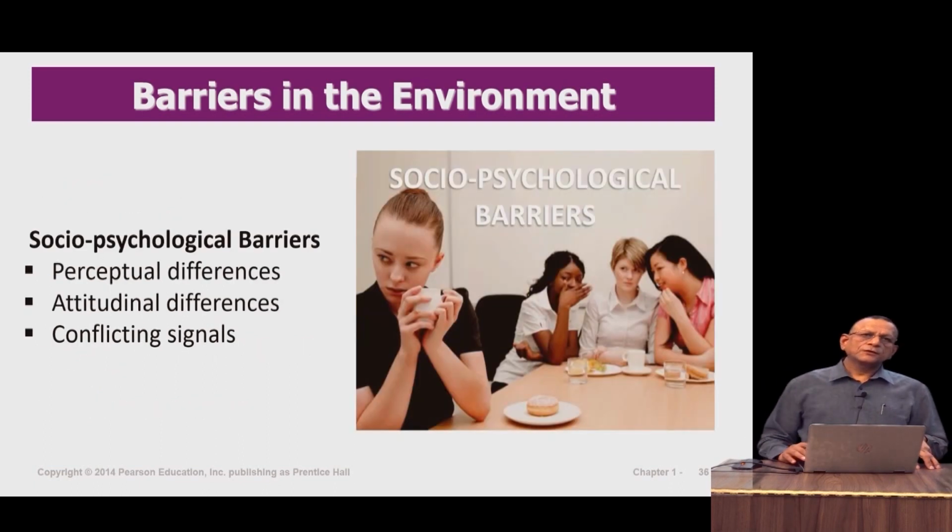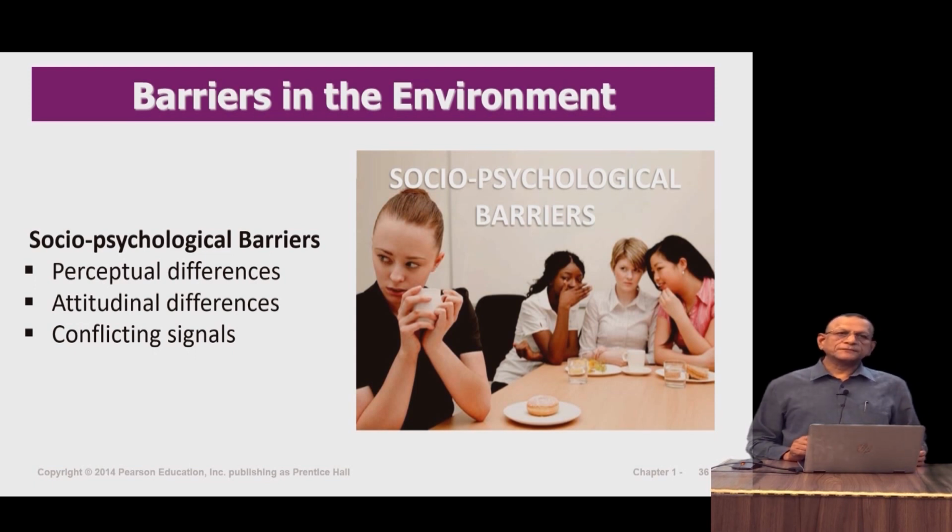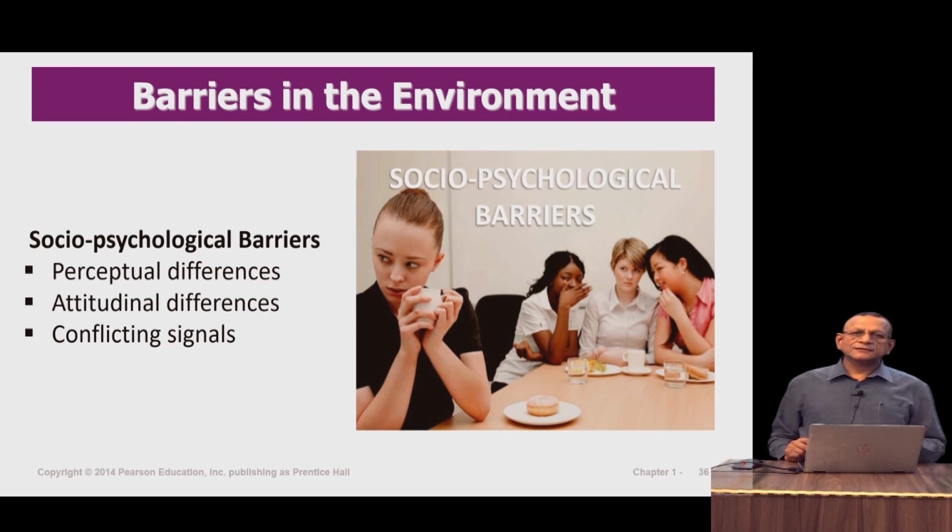The next section, we have socio-psychological barriers. Socio-psychological barriers are three. One is perceptual differences, another is attitudinal differences, and the third one is conflicting signals. Perceptual differences are differences caused by upbringing, age, gender, religion, caste, etc. So I am perceiving a particular expression in a different fashion. Why? Because I have a different perception. I have a different paradigm.